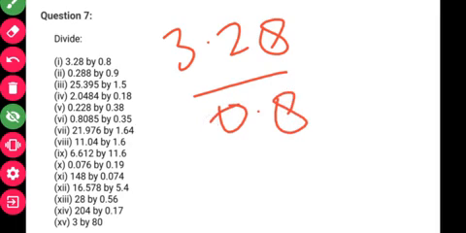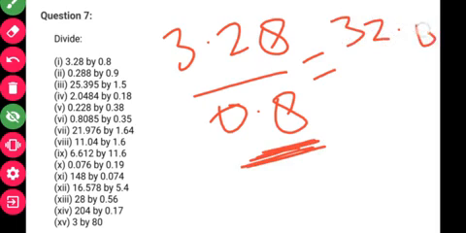So to convert into a natural number, we will shift the decimal one place to the right. For this we will shift the decimal of the numerator also one place right. We shift one place because there is one decimal place here. So this can be written as 32.8 by 8. Understand? And now divide 32.8 by 8, as in question number 5.